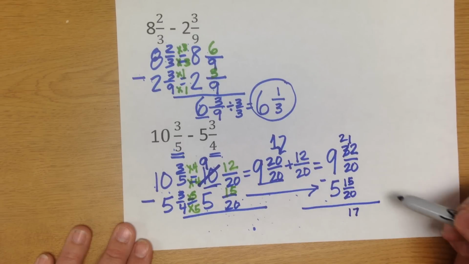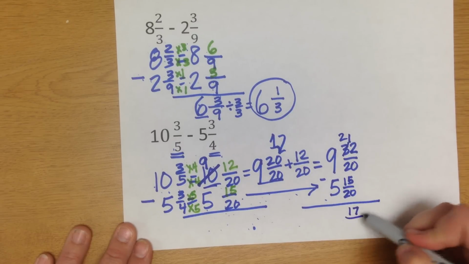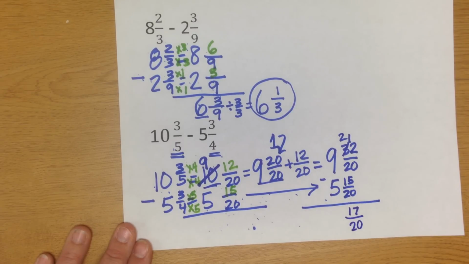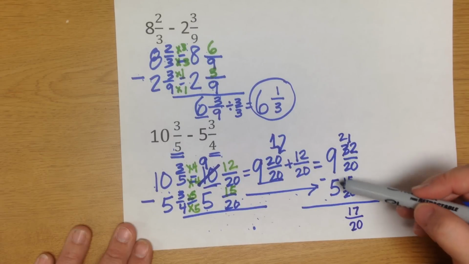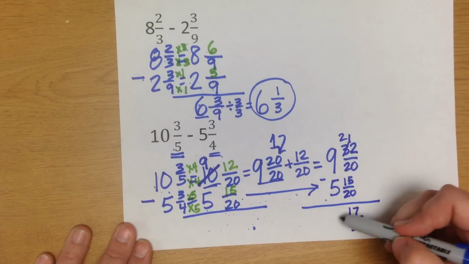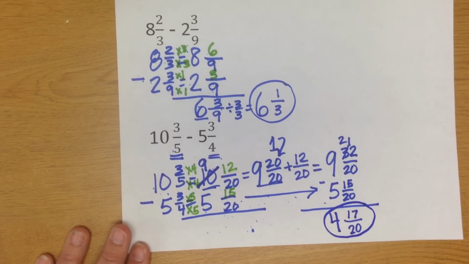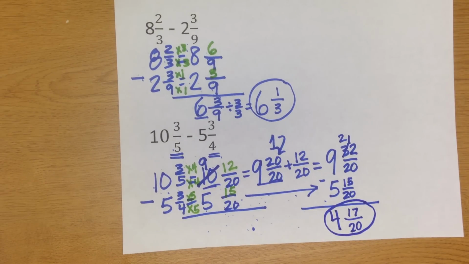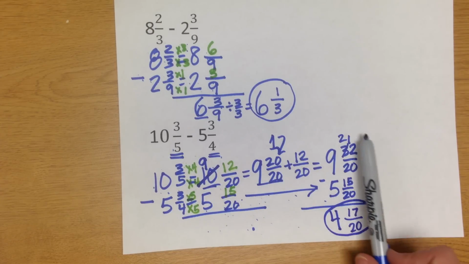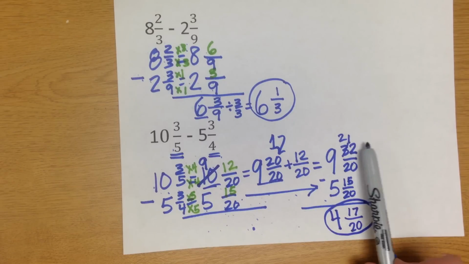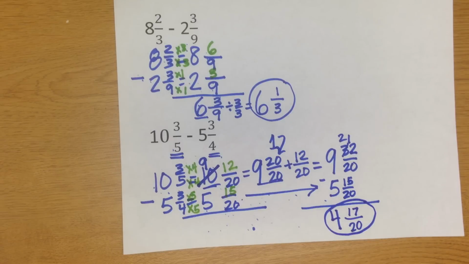12 minus 5 is 7. 2 minus 1 is 1. And then I copy my denominator. Now I need to subtract 9 minus 5. 9 minus 5 is 4. That is simplified. So your answer is 4 and 17/20ths. Again, I had to borrow one whole from the whole number in order to make my fractional piece large enough to be able to subtract 15/20ths from it.